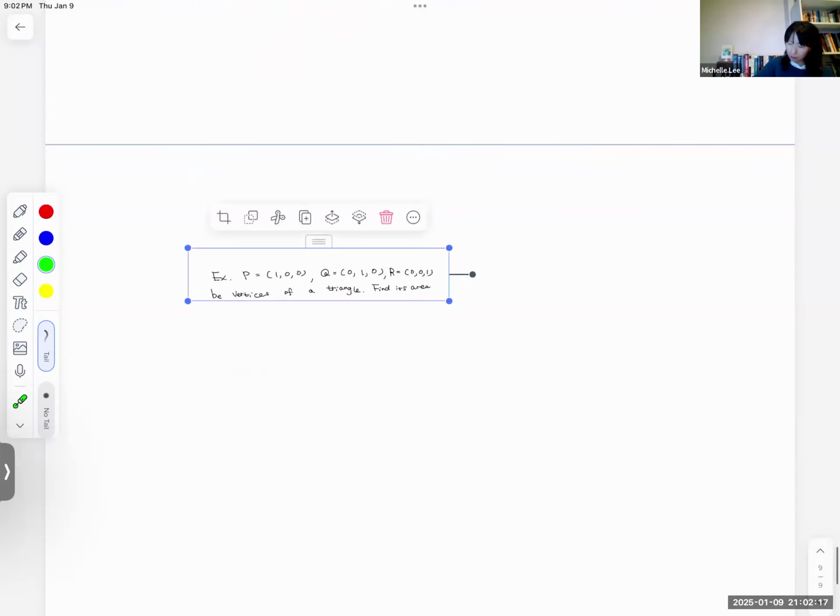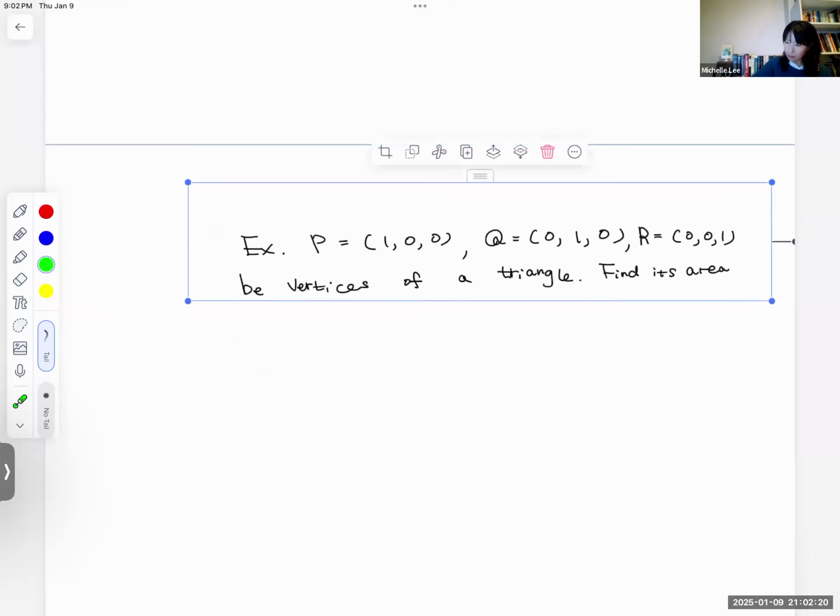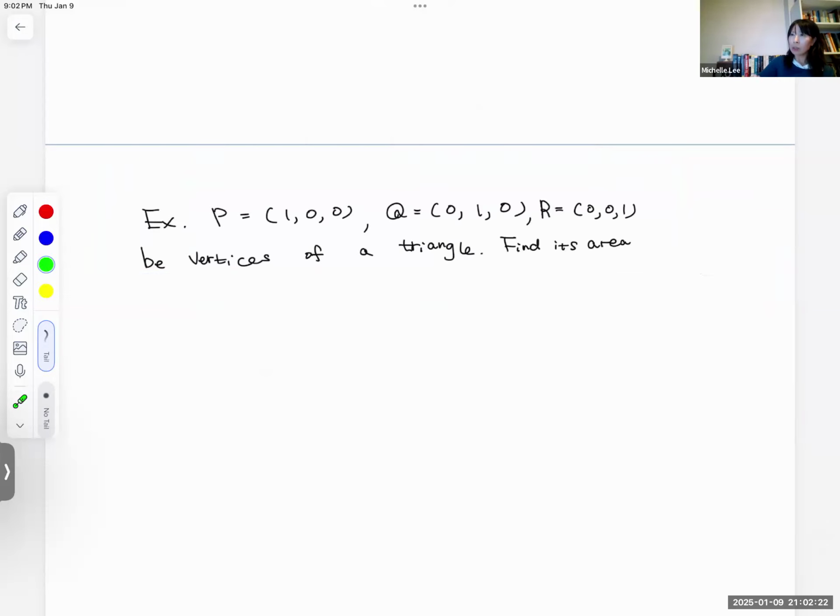Ooh, what's going on? Okay, finding, note, finding the area of parallelogram.